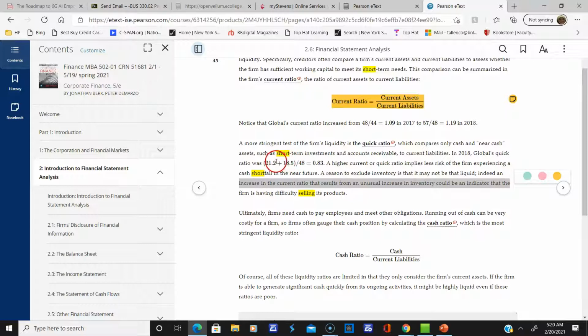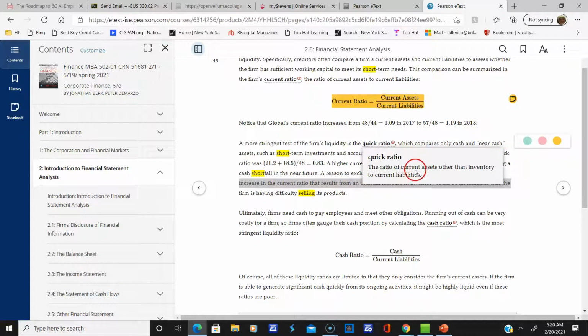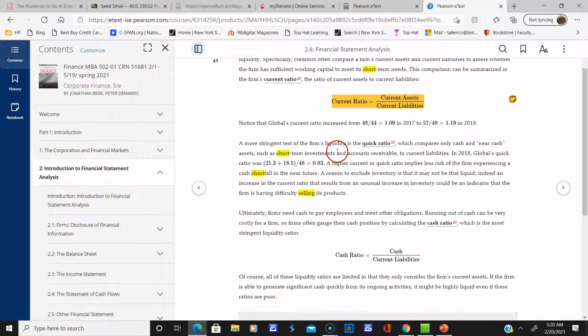And the quick ratio will basically exclude the inventory. All right. So the quick ratio is the ratio of current assets other than inventory to current liabilities. So they basically subtract off the inventory, right? All right, and then there's a thing called cash ratio, which just looks at the cash on the balance sheet.